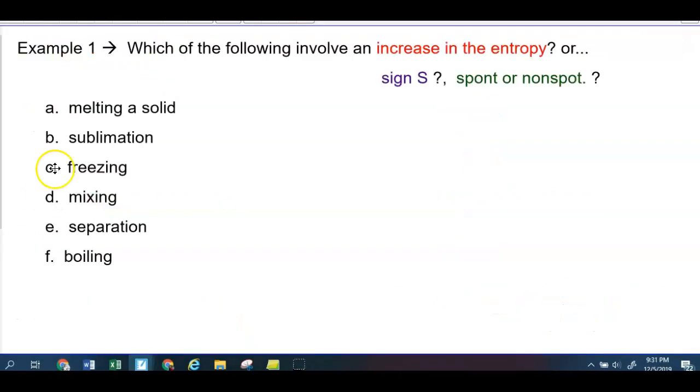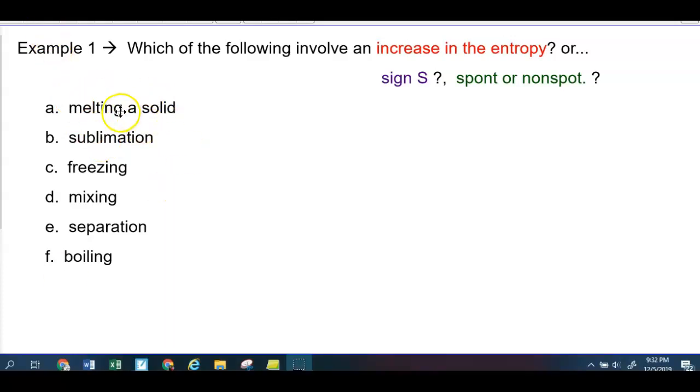Okay, example 1 from our notes. Which of the following involves an increase in the entropy? We're also going to answer, what is the sign of entropy, and then is it spontaneous or non-spontaneous? So we've got melting of a solid, sublimation, freezing, mixing, separation, and boiling.